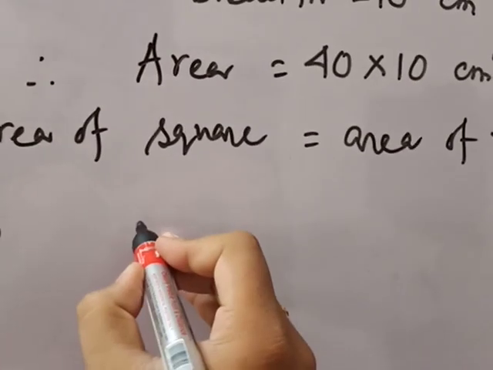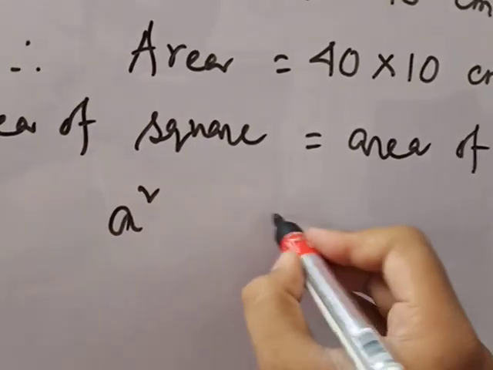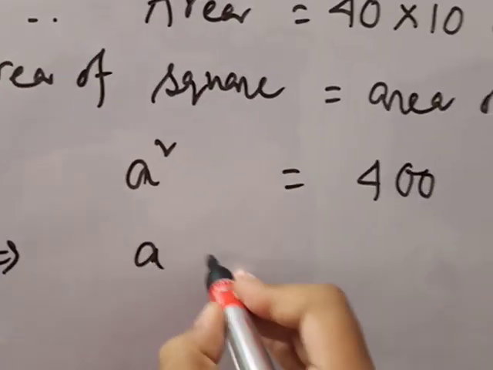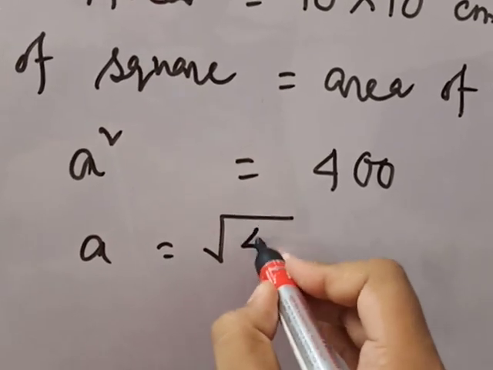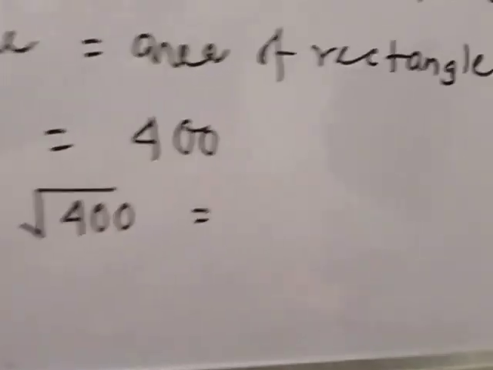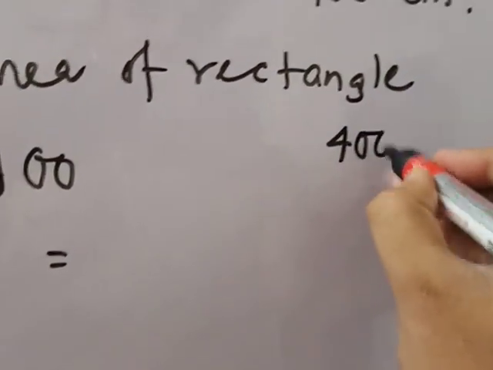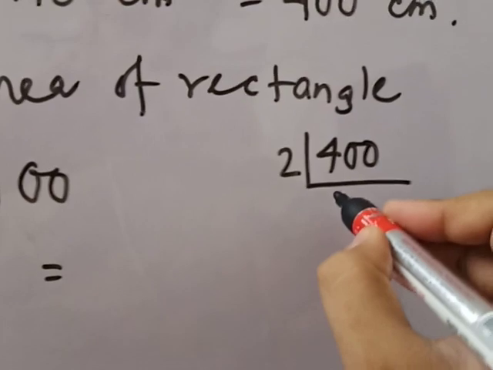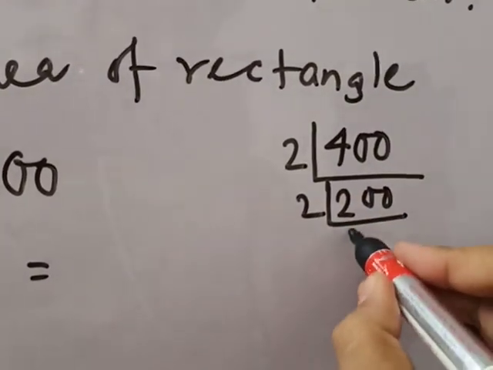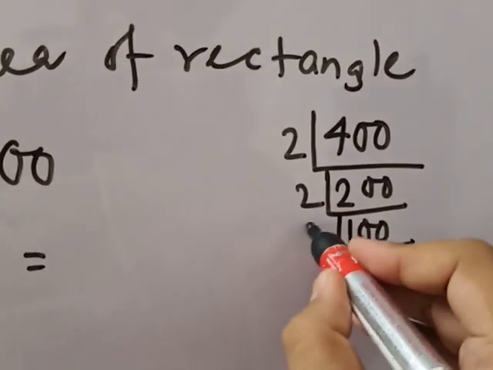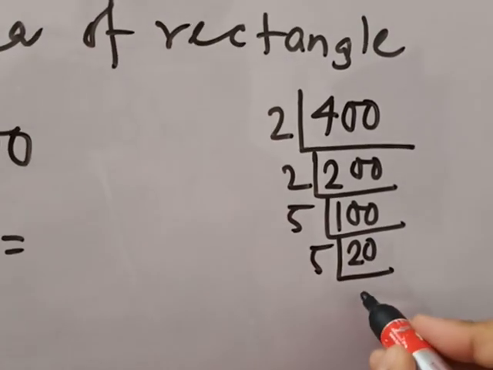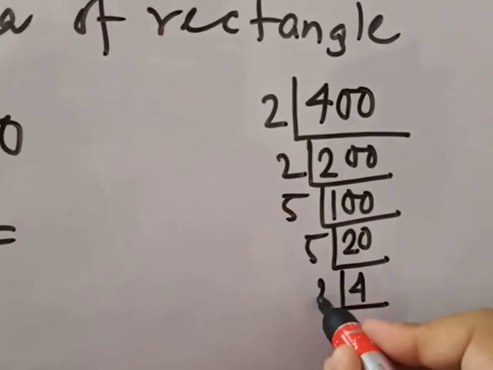Then this implies that a square equals 400. So a equals root over 400. Now you can find this by the prime factorization method. So 400, 2, 200, 2, 100, 5, 20, 5, 4, 2, 2.